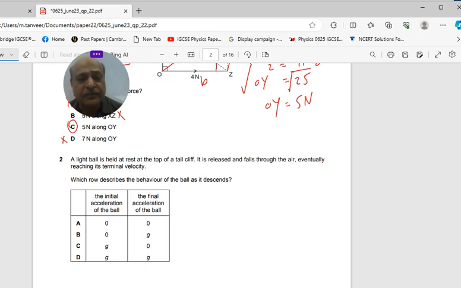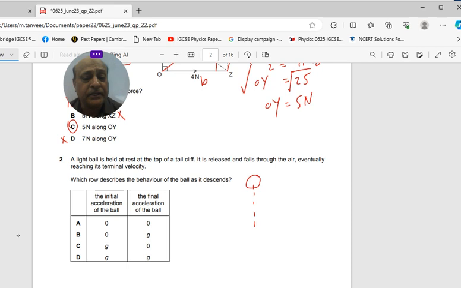Second question. A light ball is held at rest at the top of a cliff. It is released, falls through the air, eventually reaching its terminal velocity. Which row describes the behavior of the ball as it descends? When a ball is dropped, first the ball is at height, in a state of rest. Now this ball is dropped. It will move under the action of gravity, with acceleration due to gravity.